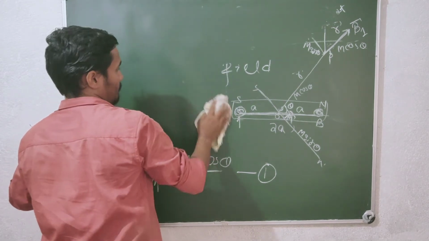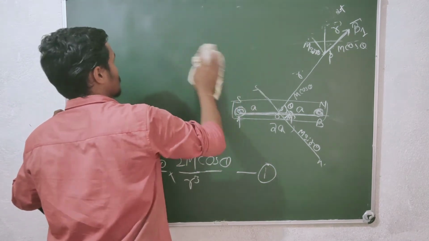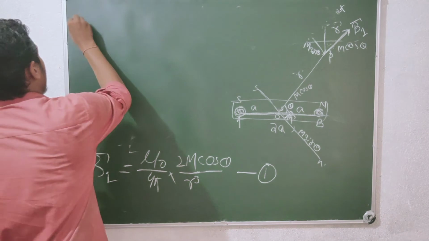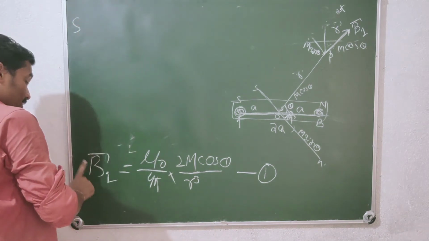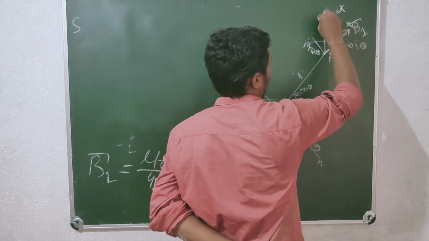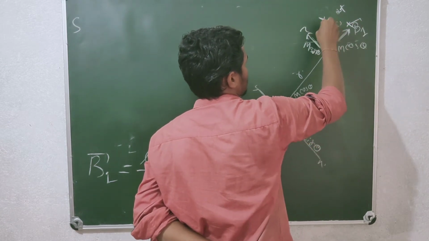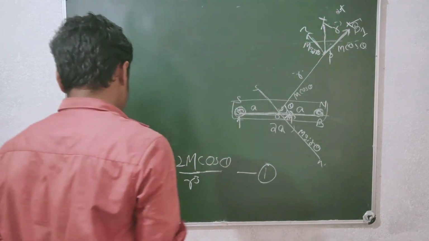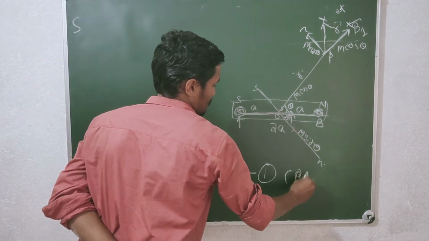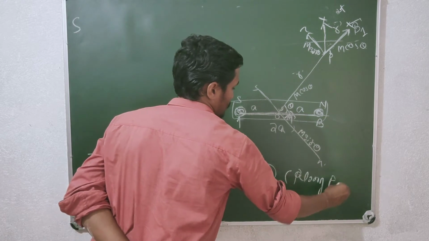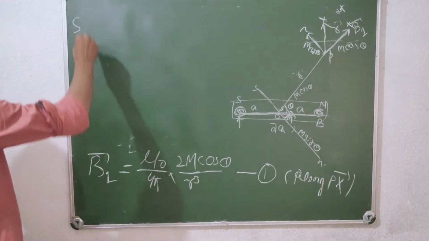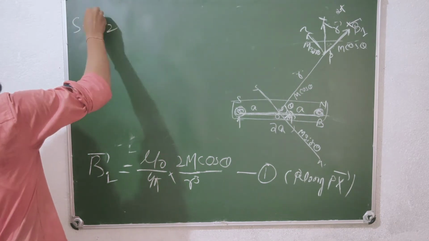Now I have already found B1. We have to find B2. So what will be that B2? That B1 is along the line P. Let's take x, y, z, and that B1 is taken along Px vector. Again, so B2 vector. What will be B2 vector?